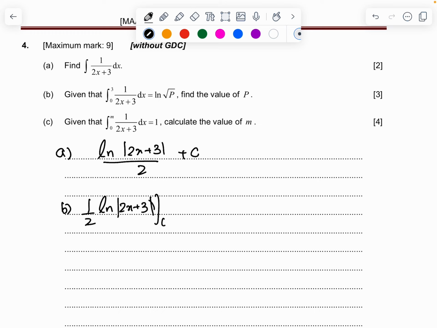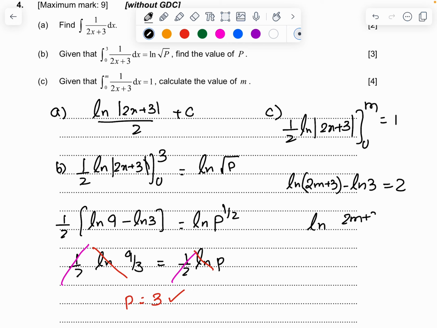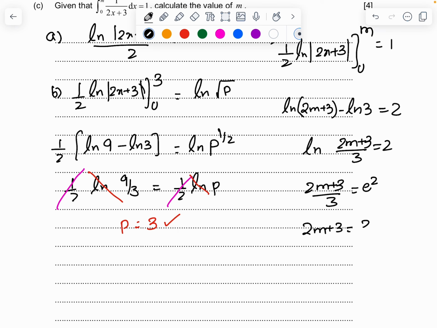Part C, 1 to m, what is the value of m? So 1 upon 2 ln of 2x plus 3 from the limits 0 to m equals 1. So ln of 2m plus 3 minus ln 3 equals 2. So ln of 2m plus 3 divided by 3 equals 2. So 2m plus 3 upon 3 equals e squared. So 2m plus 3 equals 3e squared. 2m equals 3e squared minus 3. m equals 3e squared minus 3, divided by 2.